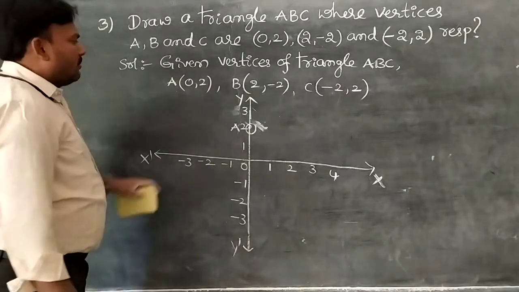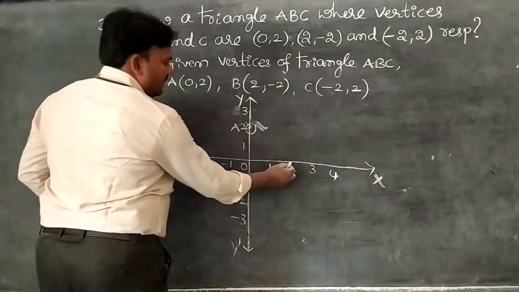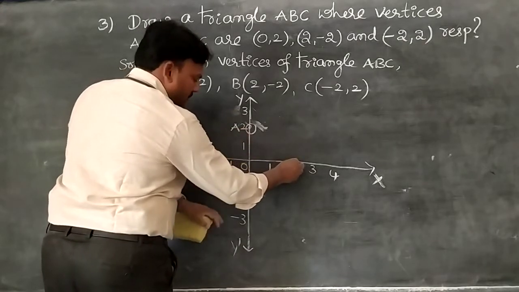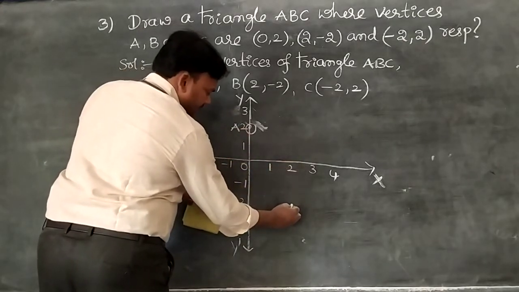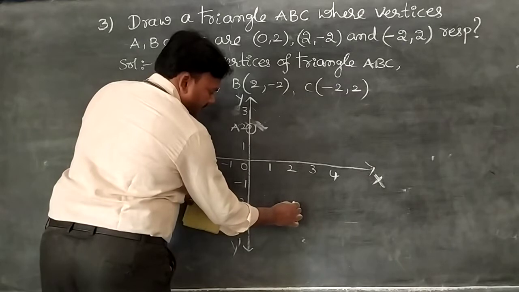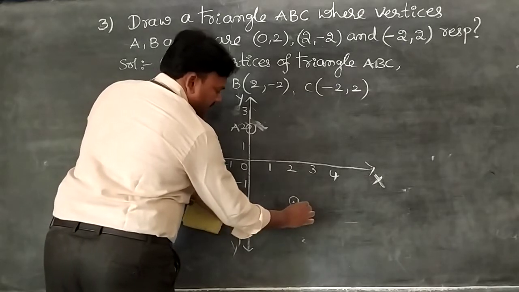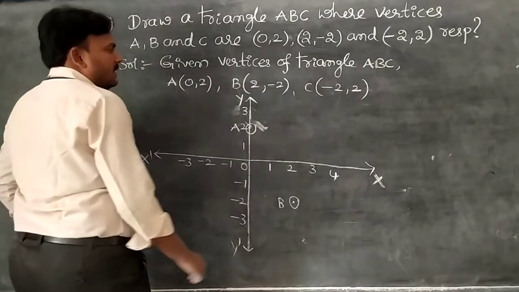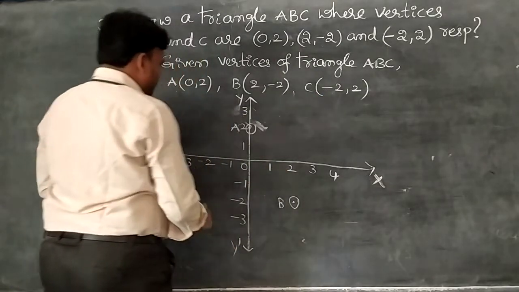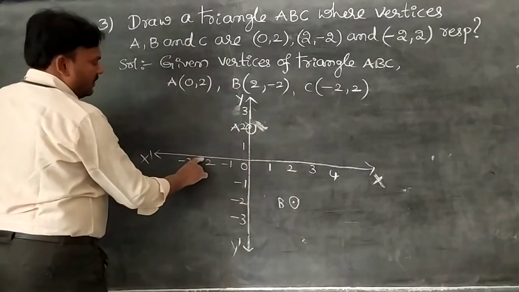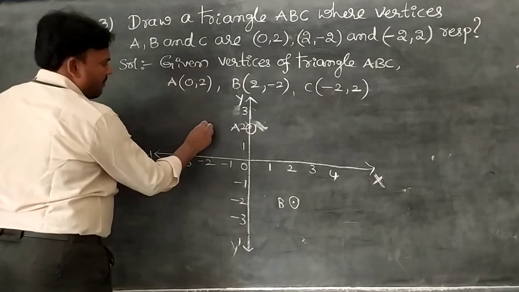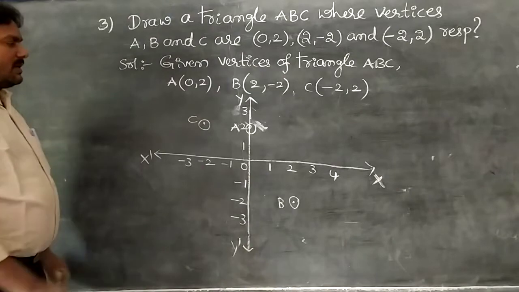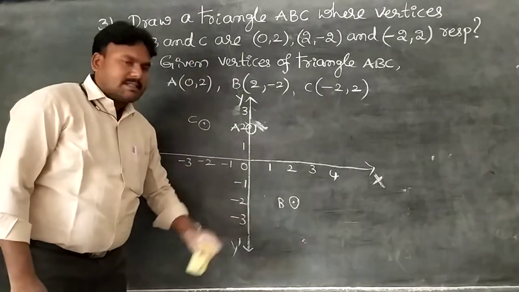Next, B point. B: x value 2, y value negative. Negative means go downside, like this. This is B. Next is C: minus 2, 2. X value minus 2, y value 2. This is C. Okay, students, so plotting the points is completed.